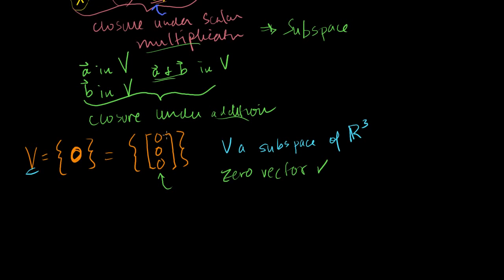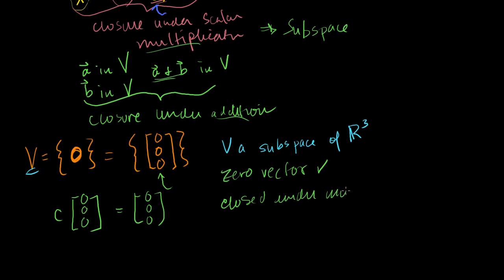So let's see, there's only one member of the set, and that one member is the 0 vector. If I multiply it times any scalar, what am I going to get? I'm going to get c times 0, which is 0, c times 0, which is 0, and c times 0. So I'm going to get its only member. So it is closed under multiplication. You can multiply this one vector times any scalar, and you're just going to get this vector again. So you're going to end up being in your 0 vector set.